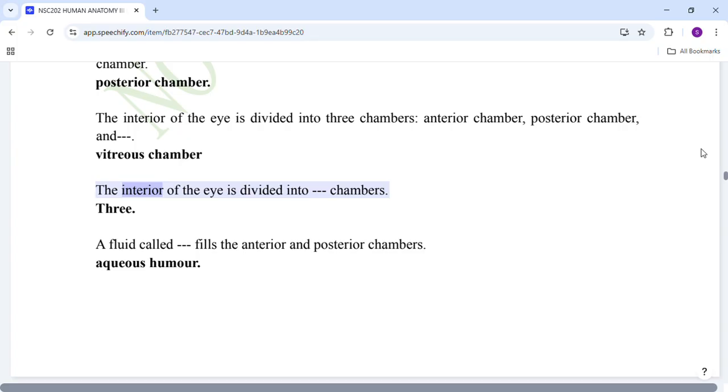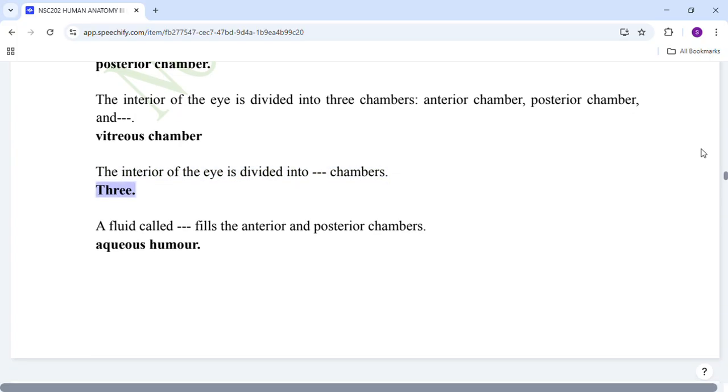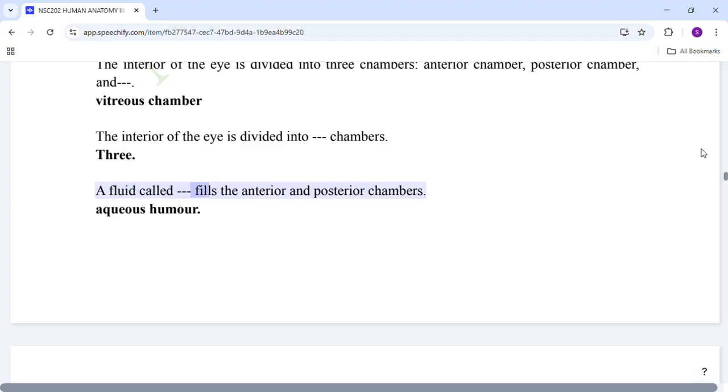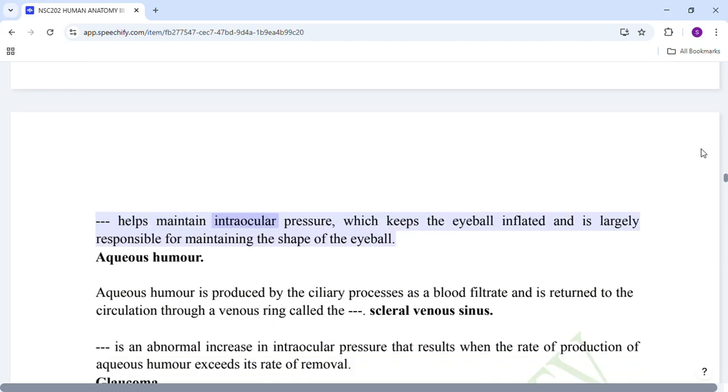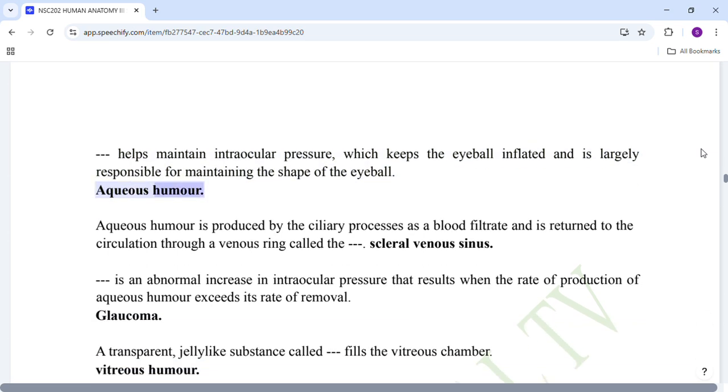The interior of the eye is divided into three chambers. A fluid called aqueous humor fills the anterior and posterior chambers. Aqueous humor helps maintain intraocular pressure, which keeps the eyeball inflated and is largely responsible for maintaining the shape of the eyeball.